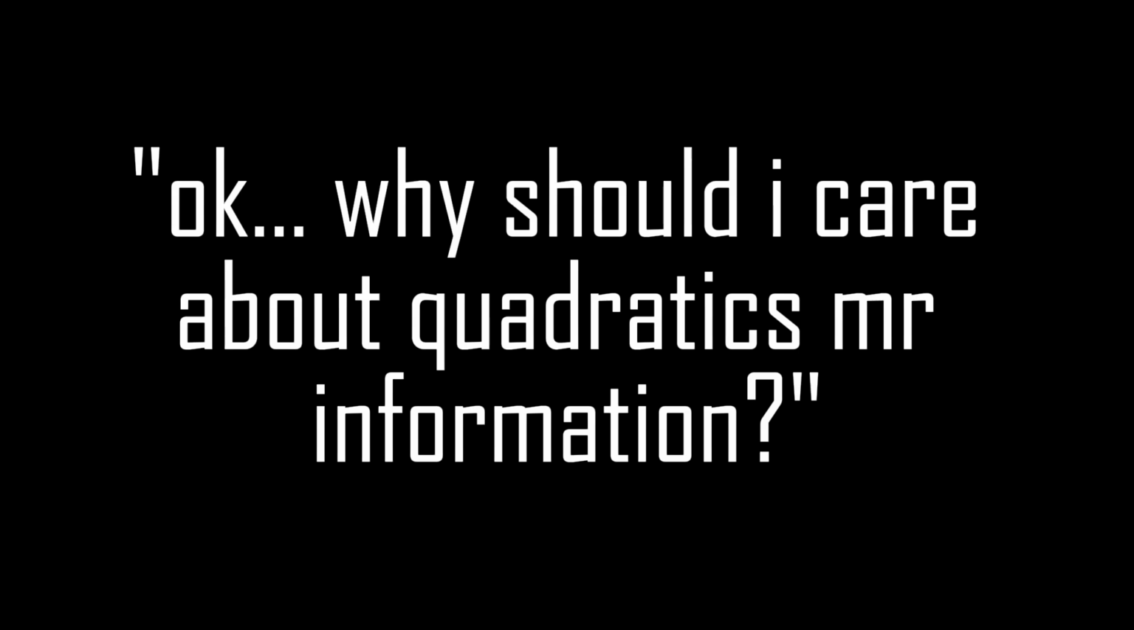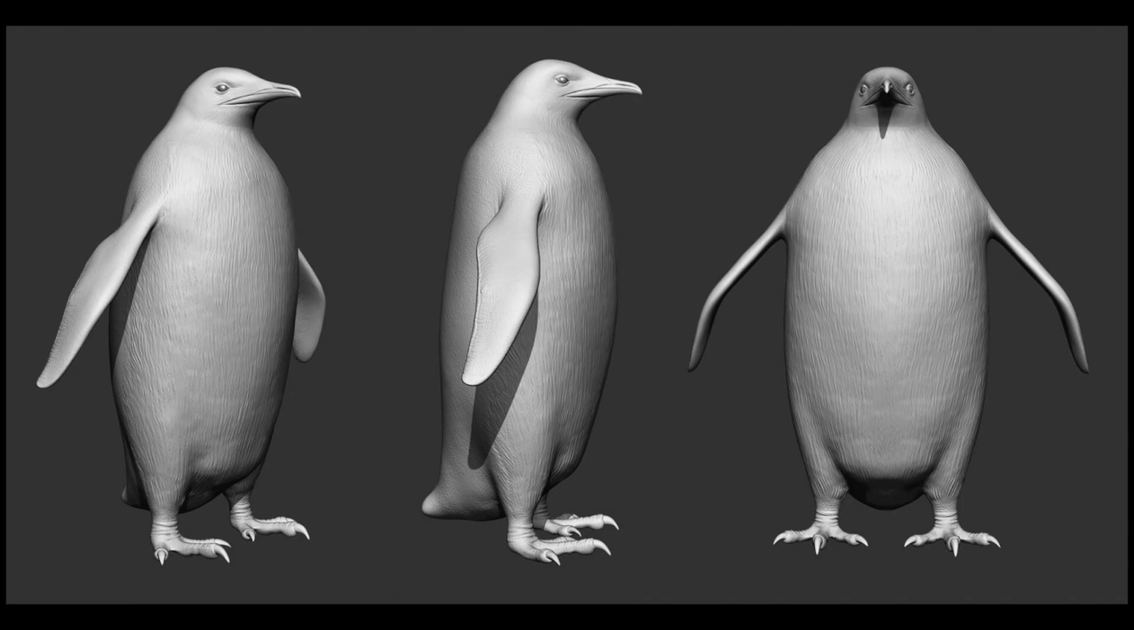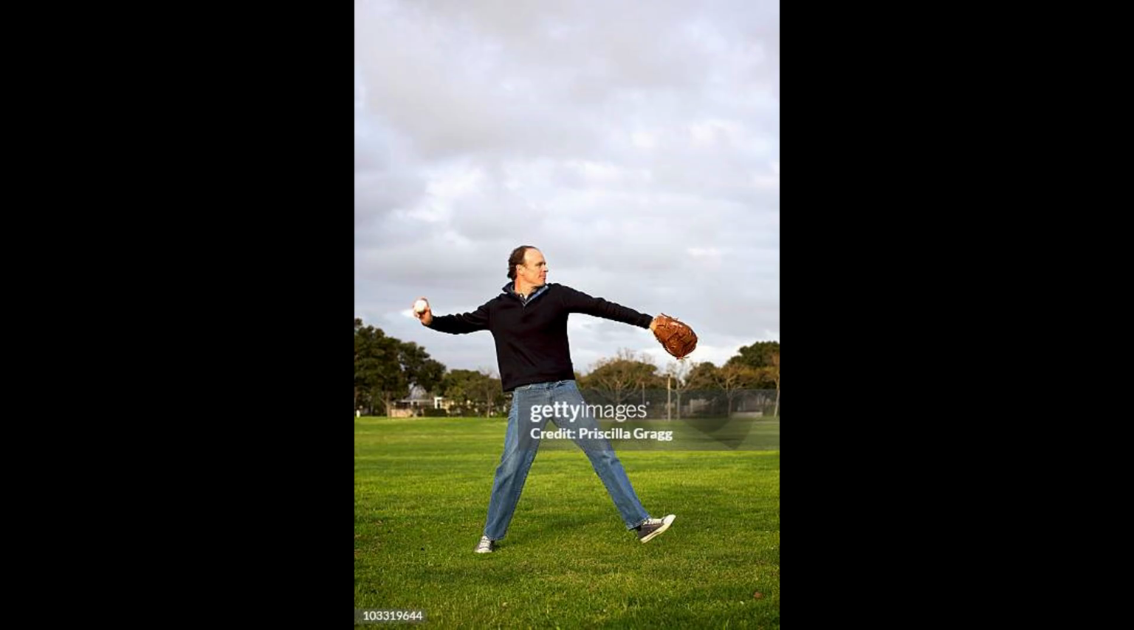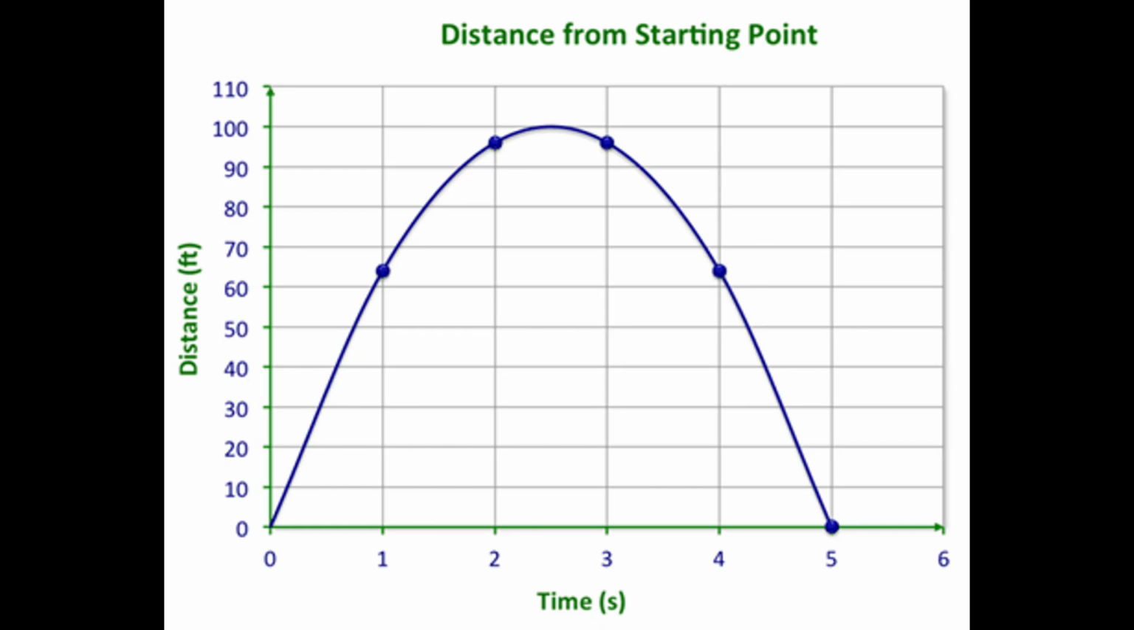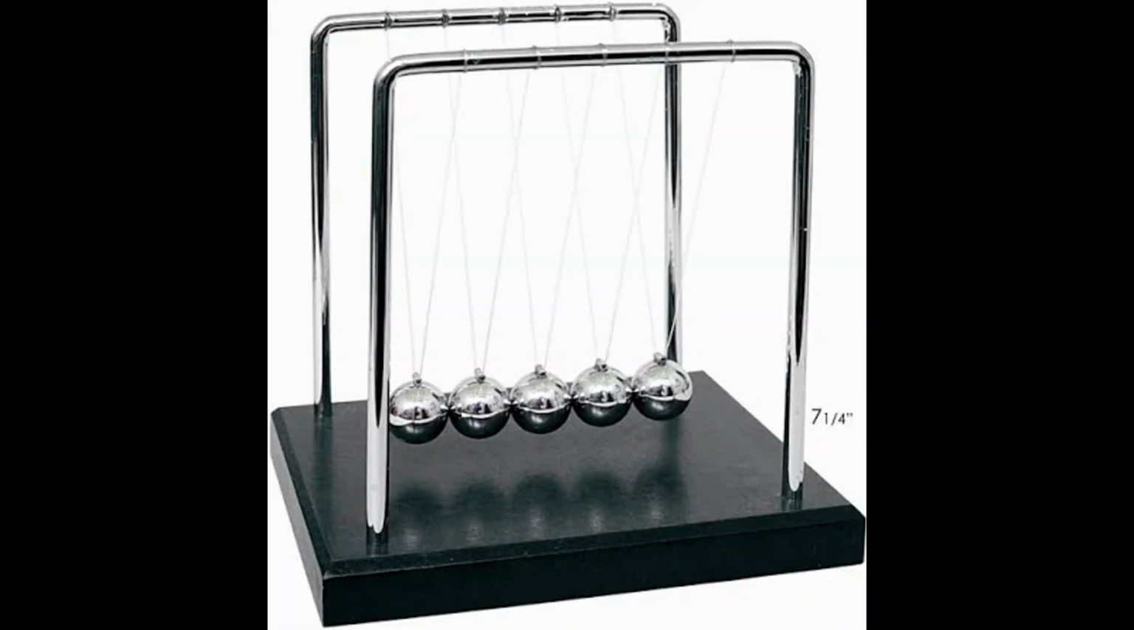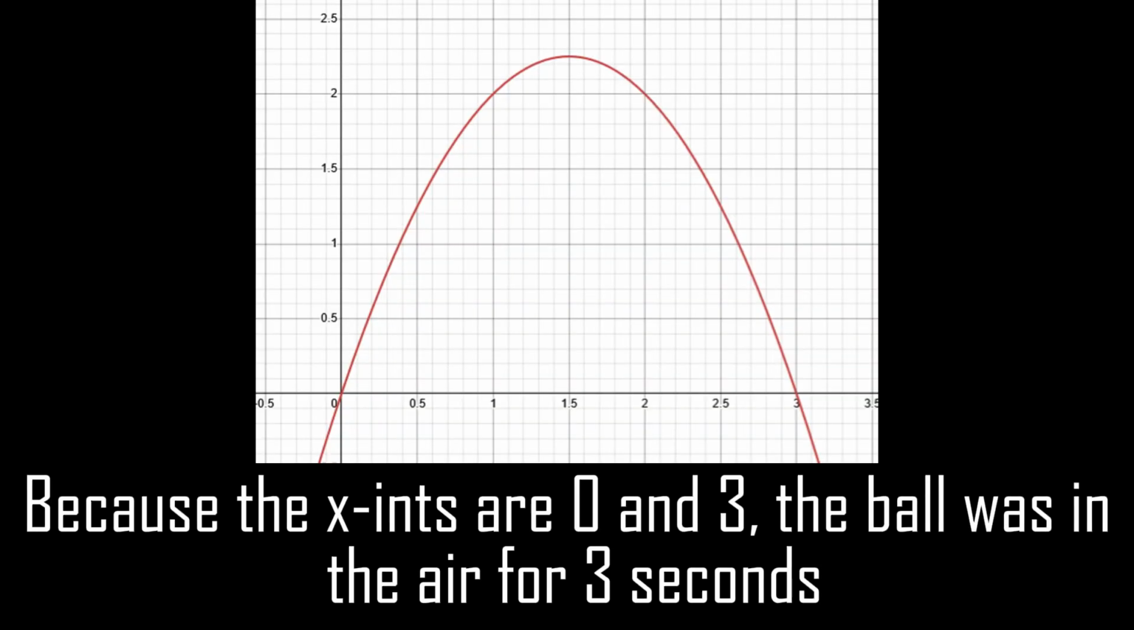Okay, why should I care about quadratics, Mr. Information? Quadratics on graphs can help model some simple things. For example, when modeling an object being tossed, its height will change over time. This graph is a displacement over time graph. It's common in physics, but you don't need to know physics to still use the graph. When you solve for x-intercepts when y equals 0, you get how long the object was in the air for.